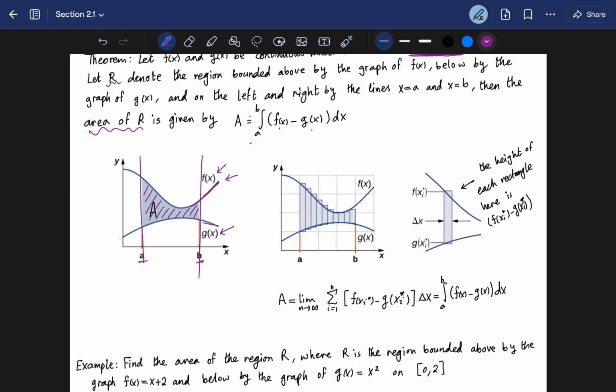So apparently this area could be evaluated using a definite integral by integrating from a to b, then upper function minus lower function always. So that's why you have this area here, upper minus lower function. So let's look at it in terms of rectangles.